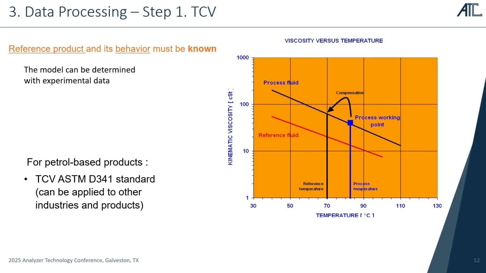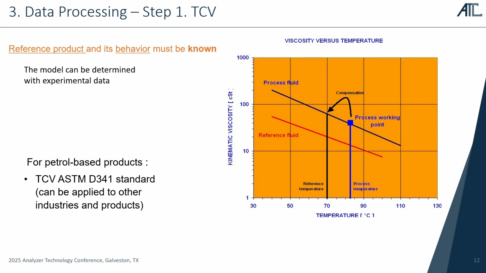There are two different models. We can use a table, or there is also a standard for petrol-based products, the ASTM D341, which is a standard that is in our electronics, but it can also be used for other products, not just petrol-based products. We've been providing this solution for other products and other industries, and from our experience, it works as well. The TCV calculation needs three inputs: the viscosity measurement at process temperature, the actual process temperature, and the information on the reference temperature.